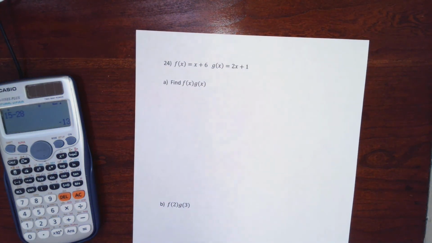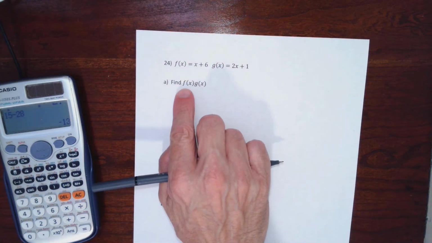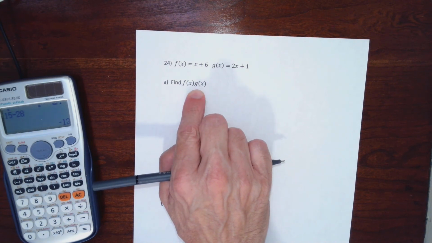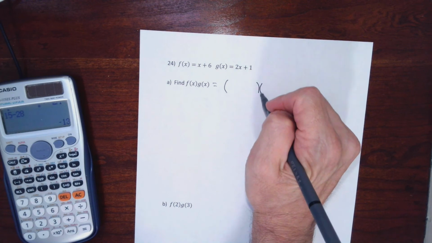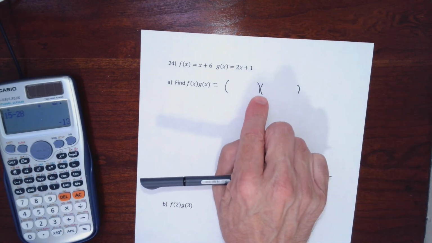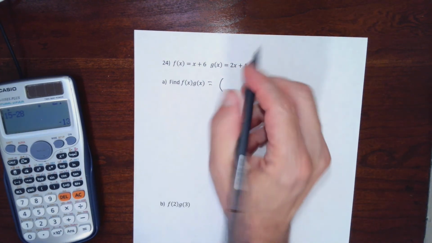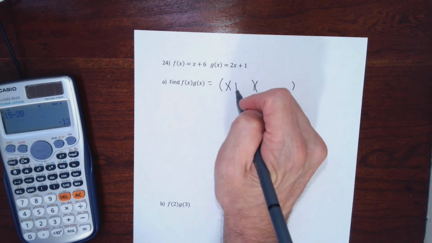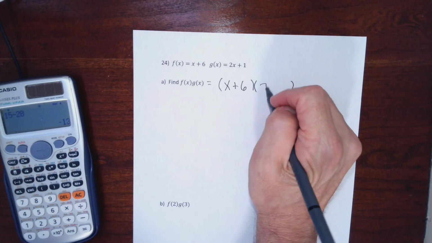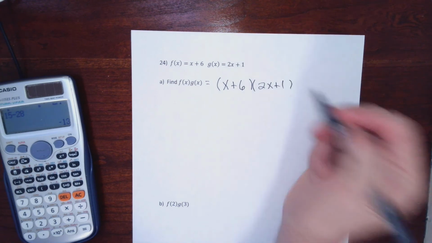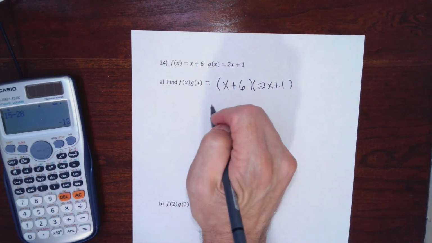24 just asks me in function notation to multiply the f function times the g function. Super easy to do that. I'm going to create 2 parentheses with no sign between to indicate the multiplication. Inside the first parentheses, I'm going to put the f function. And in the second parentheses, I'm going to put the g function. And now I'm just going to FOIL.